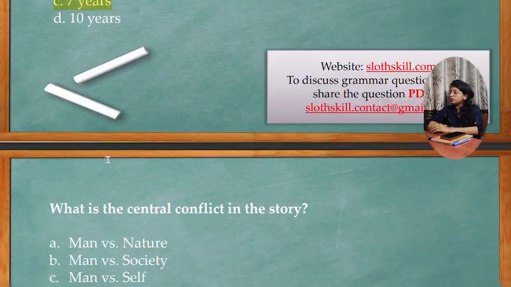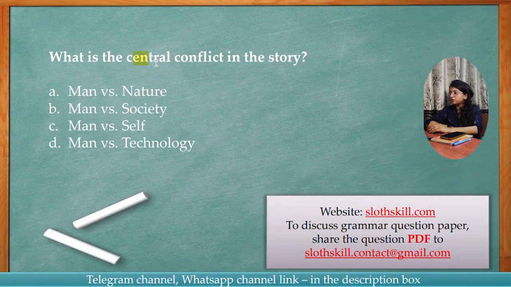Okay. Next question. What is a central conflict in the story? Conflict means kind of a tussle. Man versus nature, man versus society, man versus self, man versus technology. You have to strike out whichever you think is not the right option. Man versus technology is not the right one. Man versus self, you are fighting with yourself. We will discuss this part. Man versus society, no, there is no struggle related to society. So A and C are the main debated options.